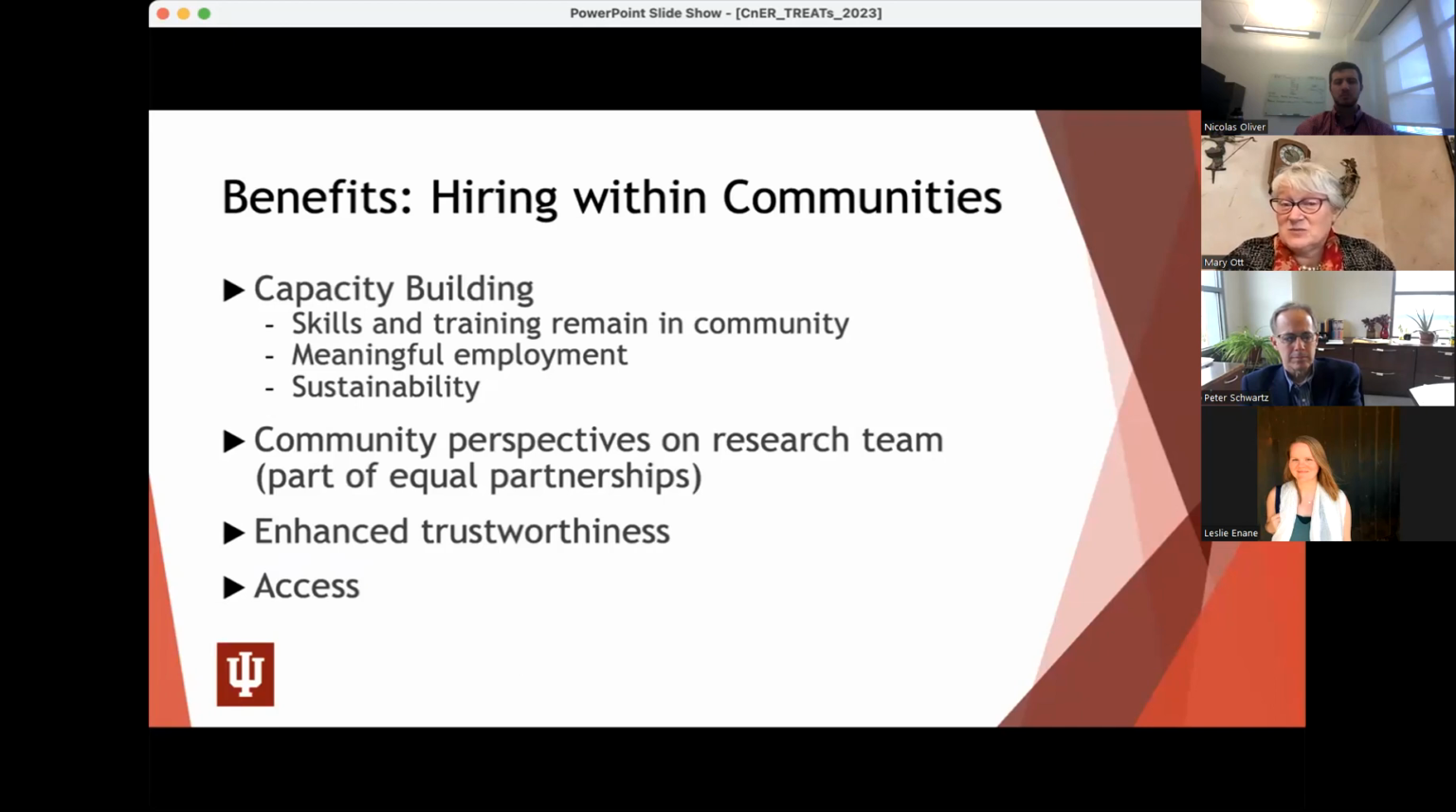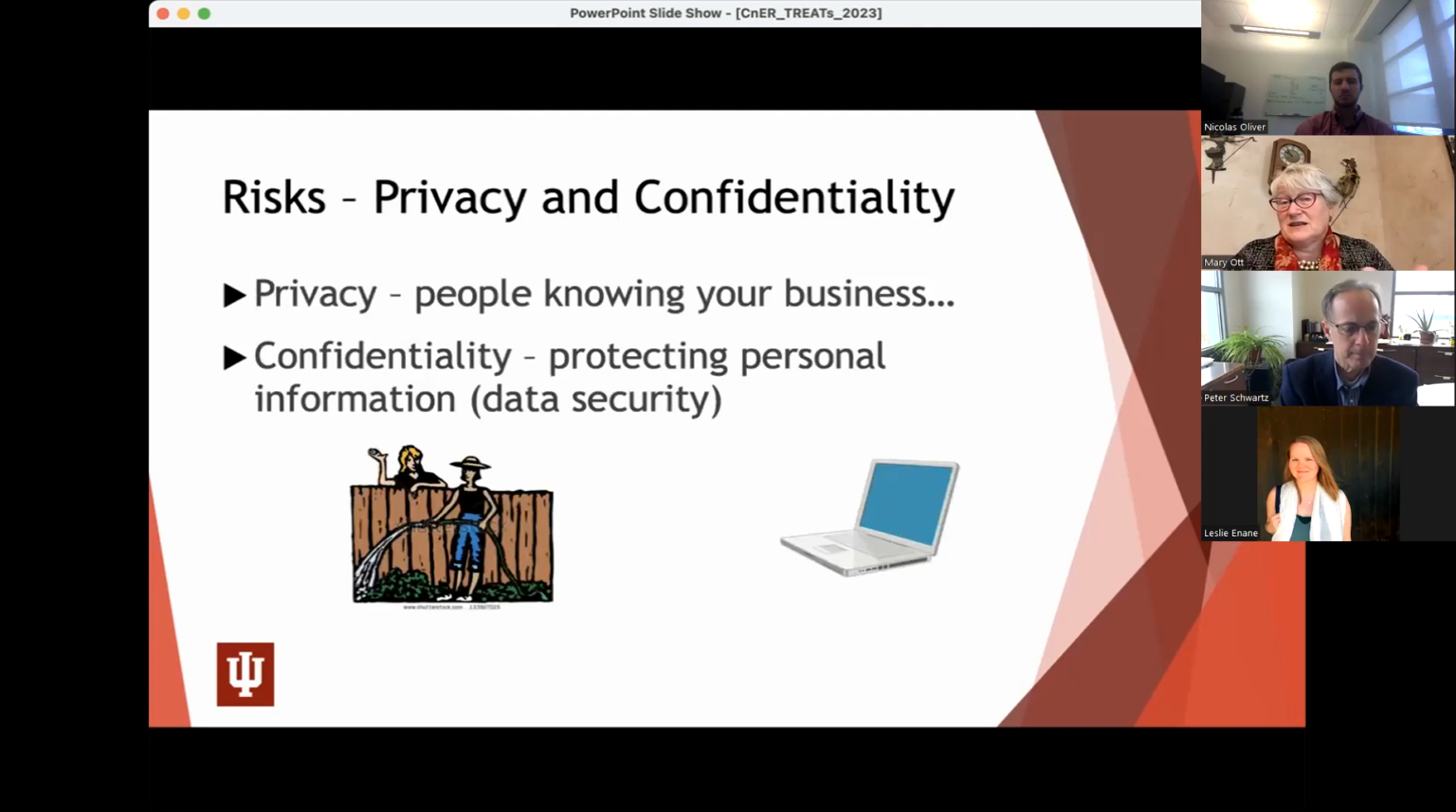You get community perspectives on the research team, which can be really invaluable, particularly when you're having difficulties with recruitment, consent, drop off, or participation. It can enhance the trustworthiness of your team and provides the team with access. But on the flip side, you end up with privacy and confidentiality risks.